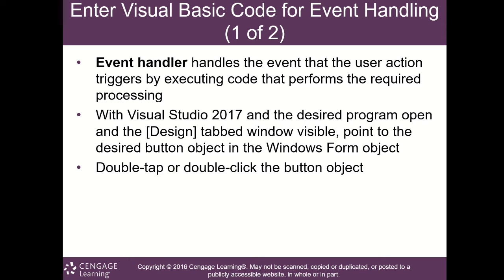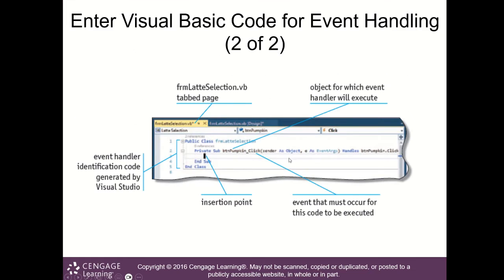With Visual Studio and the desired program open, the design tab window is visible. Point to the desired button object in the Windows form object. Double tap or double click the button object, then you will be able to see the code here. Once you double tap the button object, your code will be generated. That is the beauty of the Microsoft tools: using Visual Studio, if you are coding Visual Basic or C Sharp, you have something on your GUI, some mockup. You double click on the mockup, and the Visual Studio integrated development environment will auto generate some code for you. So you don't have to write it by yourself.